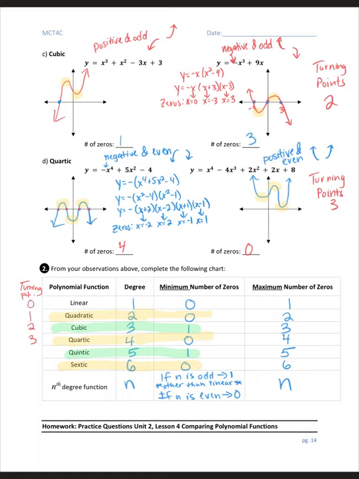So hopefully you can see that we've created a pattern here. If we were going to go up to a degree of 5, that would have 4 turning points. A degree of 6 would have 5 turning points. So you can see that whatever n is, our turning points are going to be 1 less than that. So if we ever want to determine how many turning points a function would have, we would say that the number of turning points is just going to be n minus 1.